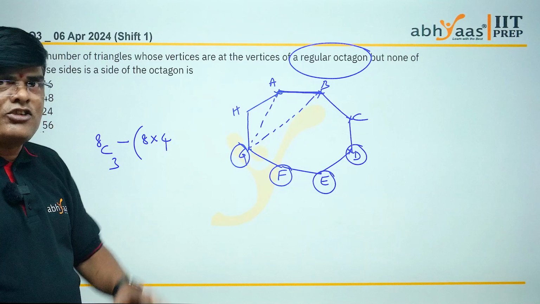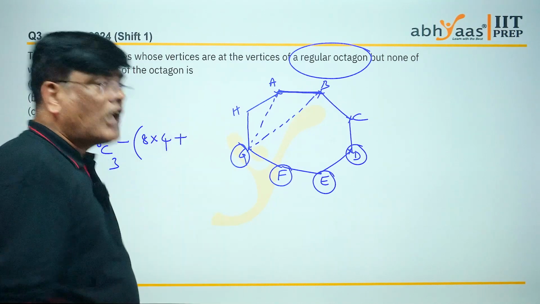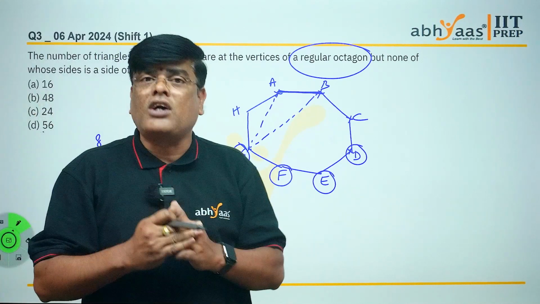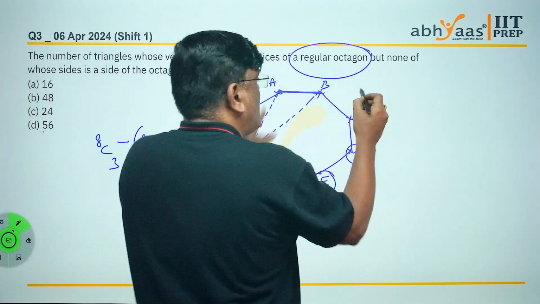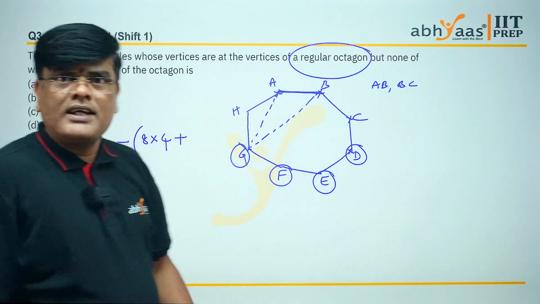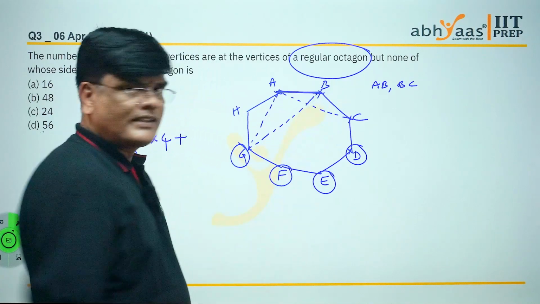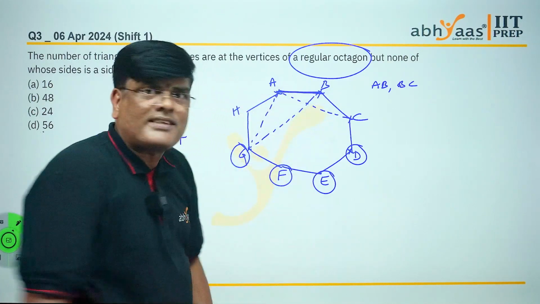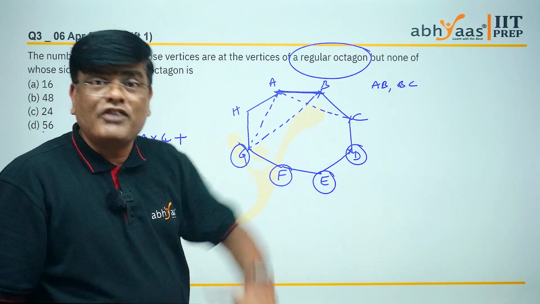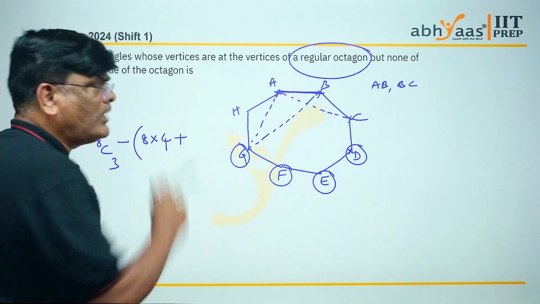And next I can take 2 sides as common. Now, how many ways are there such that 2 sides are common to the triangle and octagon? I will write the ways here. For example, AB, BC. When I consider the 2 sides AB and BC, now I can form a triangle like this. For this triangle, how many sides are common? 2 sides are common to the octagon and the triangle. That we don't want here. So now we have to subtract from this.